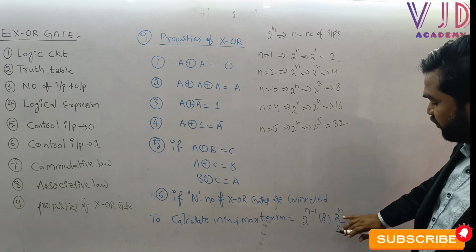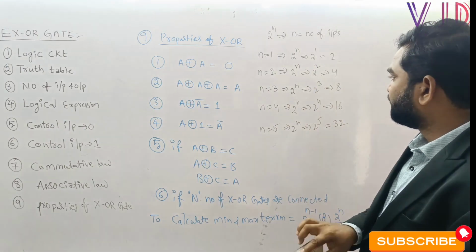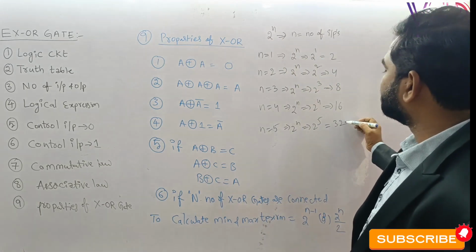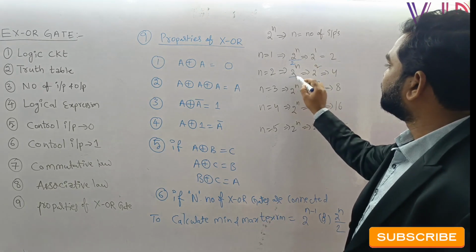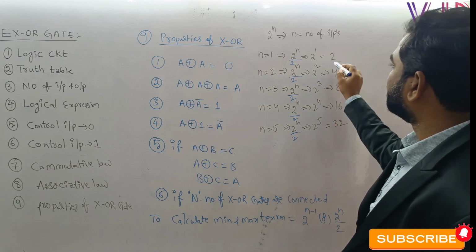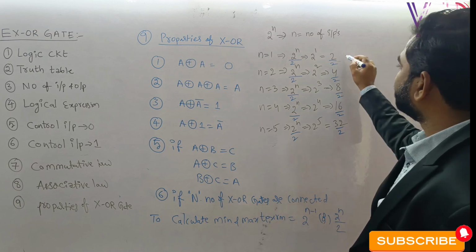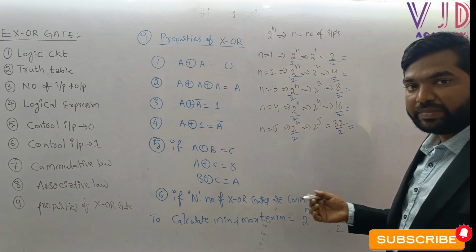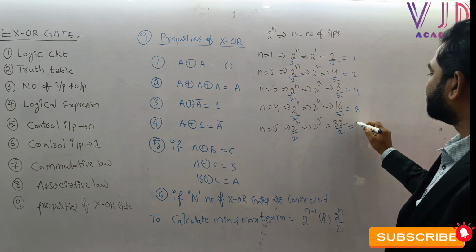Now, for 2 power n by 2, if we divide each of these input combinations by 2, the resultant value is the number of min terms and max terms: 1, then 2, then 4, then 8 and then 16.